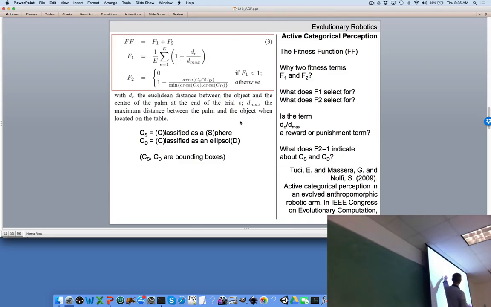The second term is looking at these bounding boxes, and the second term selects for what? What are we looking for in terms of these two boxes?